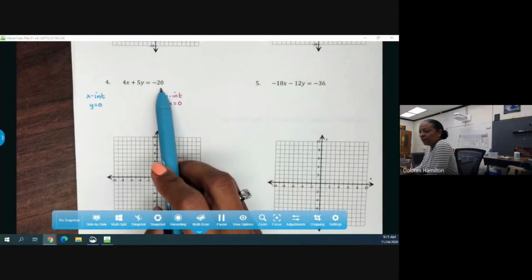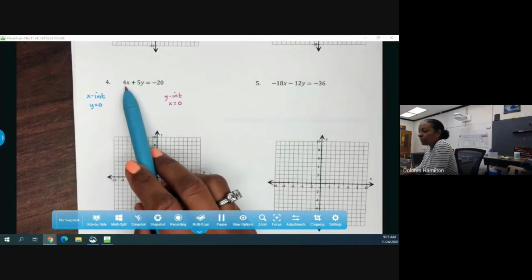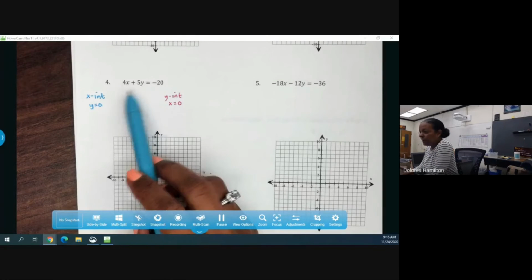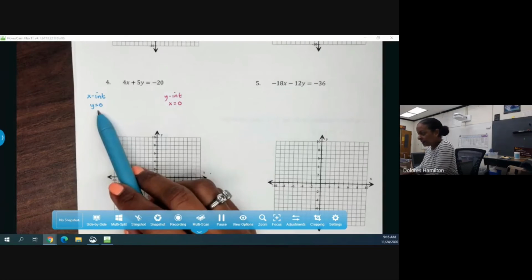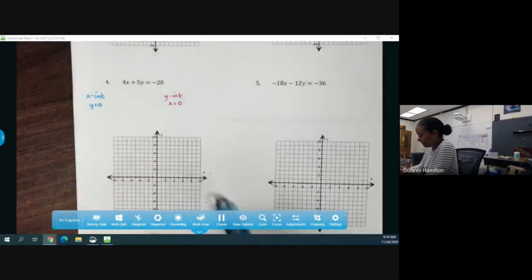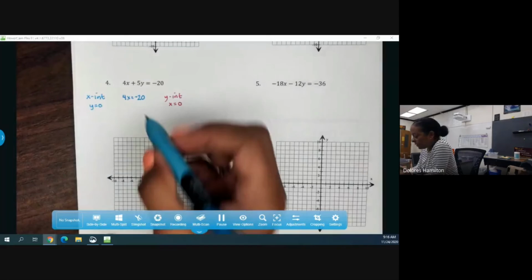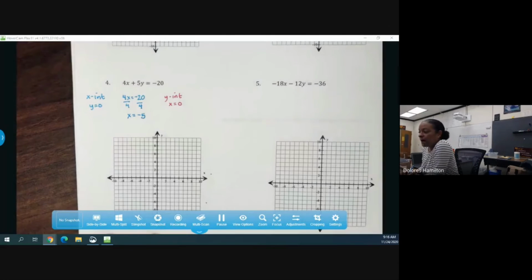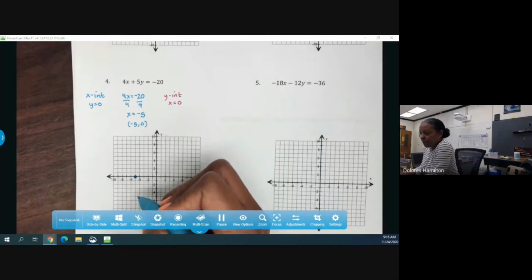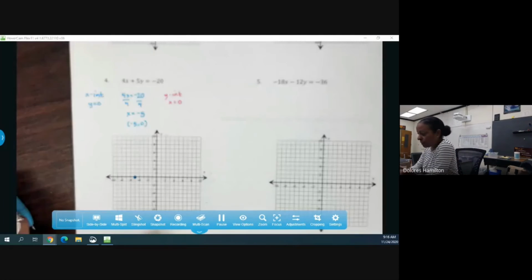Here, we still want to find our graph, and we're going to find the x and y intercepts. So we'll start first with the x-intercept. Remember, y is 0, so we make that term go away, and that gives us 4x equals -20. And once we have that, we can solve for x. We divide both sides by 4, and we get that x is -5, which we can write as the ordered pair -5, 0. And there's our point. So we've got one point down, one to go.